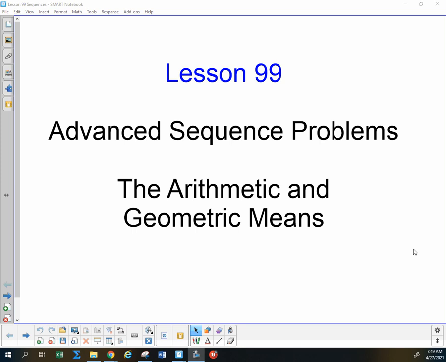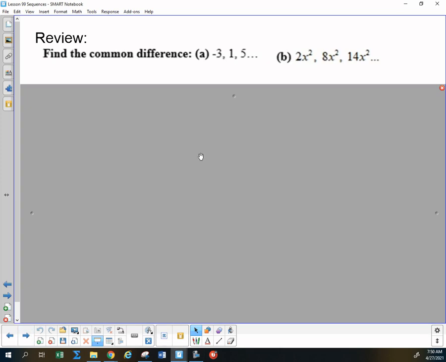In lesson 99, we will be doing more sequence problems. We'll start off with a little bit of review, but then we'll do some more sequence problems. And we'll also get formulas if we put only one mean in between a first and a last. So let's start off with a little bit of review.